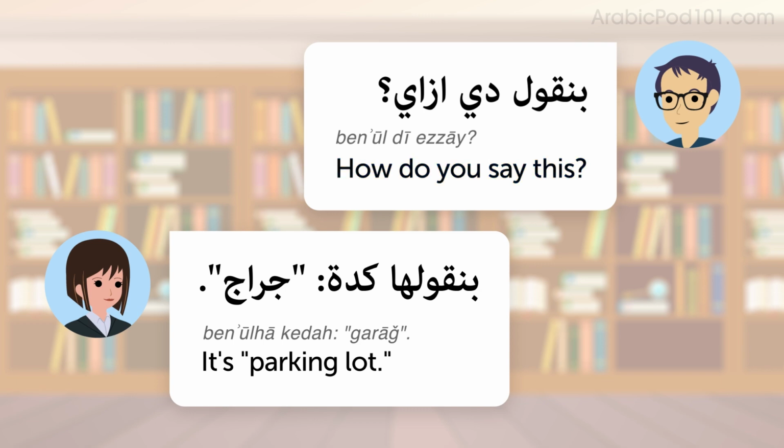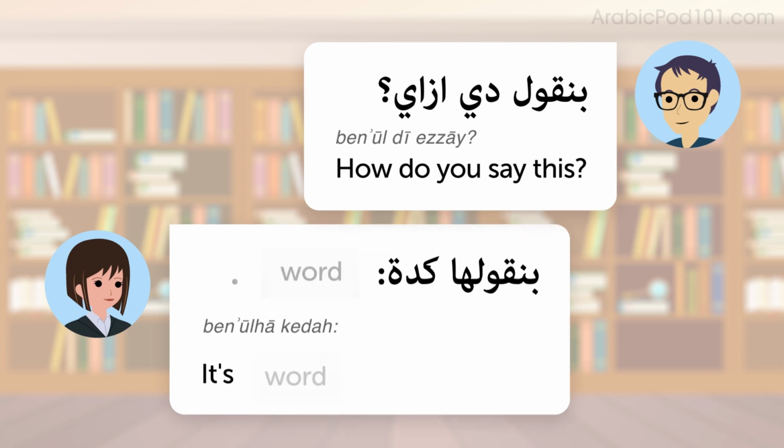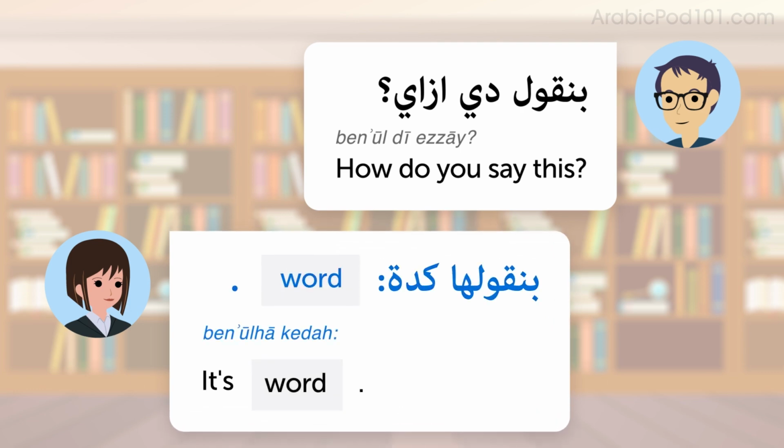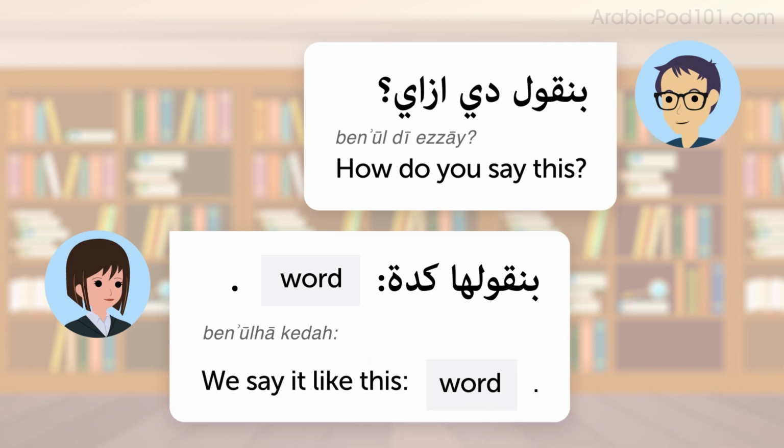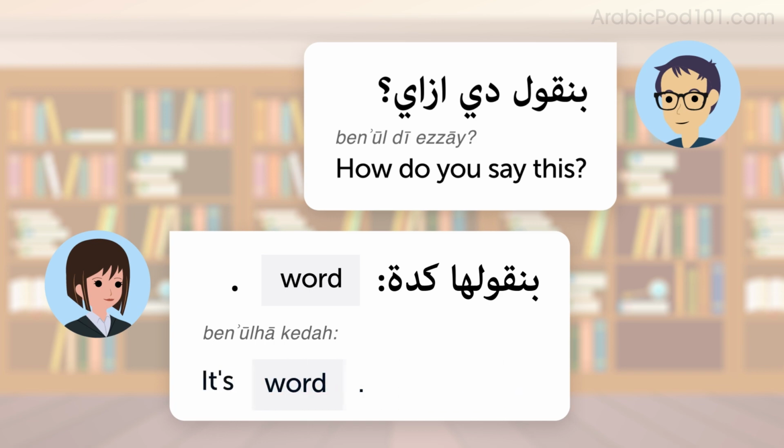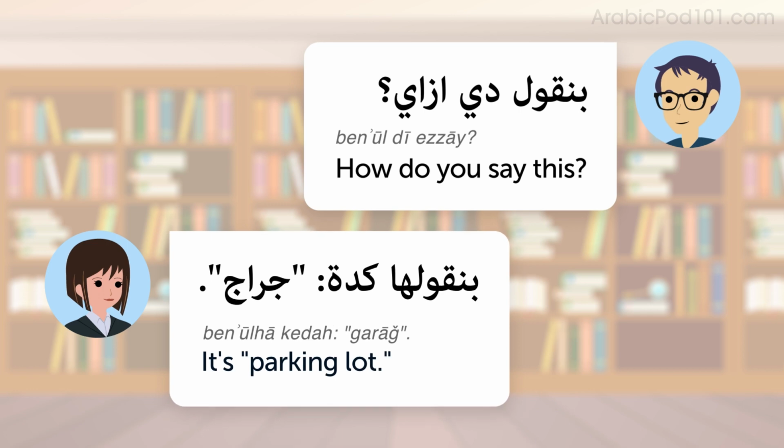Now, how do you answer this question? The pattern is بنقولها كده, word. This Arabic sentence literally translates into, we say it like this, word. But it means, it's word in English. For example, it's parking lot. بنقولها كده. جراج.